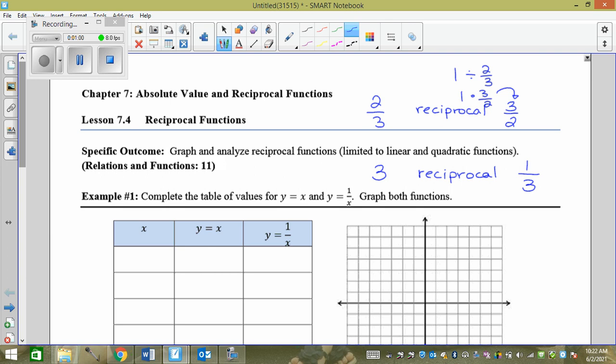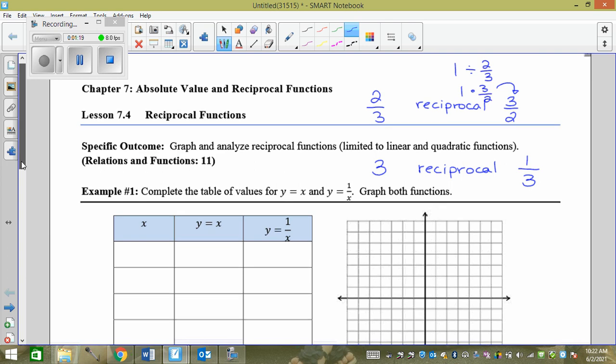So reciprocal means 1 divided by whatever the heck you have. So when we did reciprocals of fractions, we would just flip them. But the reason why we flipped them is it was 1 divided by that number, which causes it to flip. Right? So when we divide by something, we flip and multiply. So what we're going to look at instead of numbers is we're going to look at reciprocal functions.